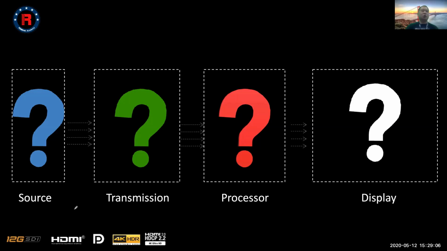From this picture, let's read together from left to right. The first one on the left is the source. Source means the content. The second one is the transmission. Transmission means content delivery. And before the content is delivered to the display on the right, the content will go through quite a lot of different processing channels.